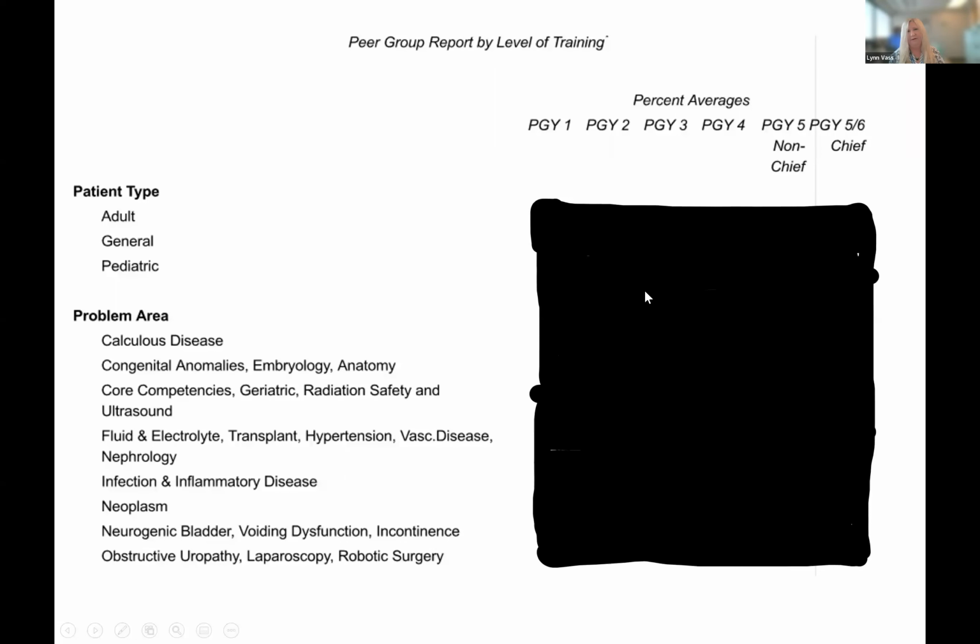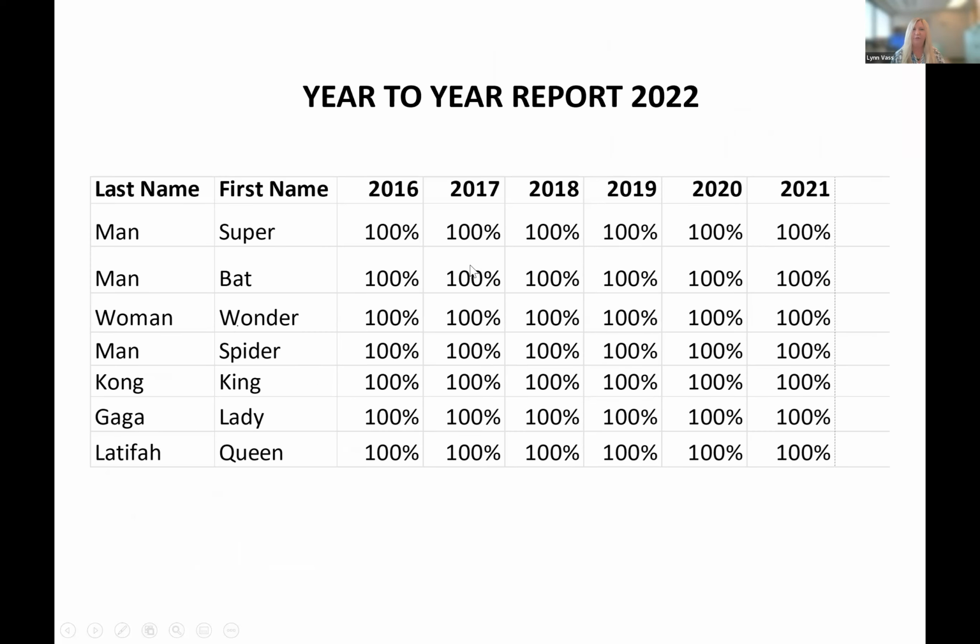Then I did mark those out because I didn't think y'all needed to see that, because it had the scores of all of our residents, the peers. So that would be the next report you would show. And then they also have the year-to-year report, which I think is cool. I just made up these names, obviously, but they show your resident and how they did each year. And that's the report you can display to everyone.